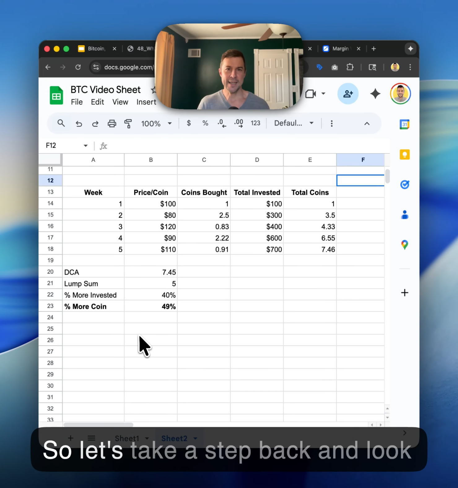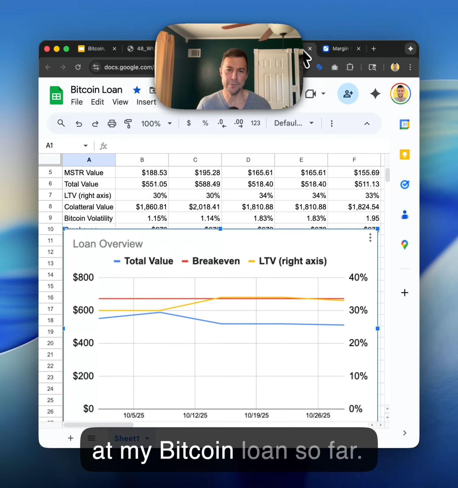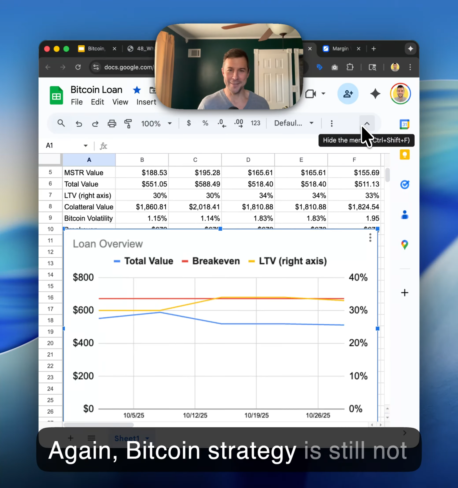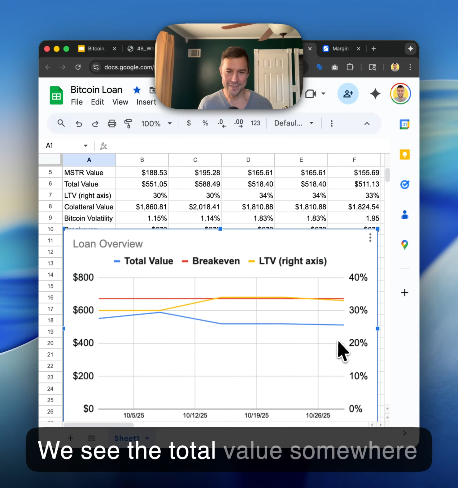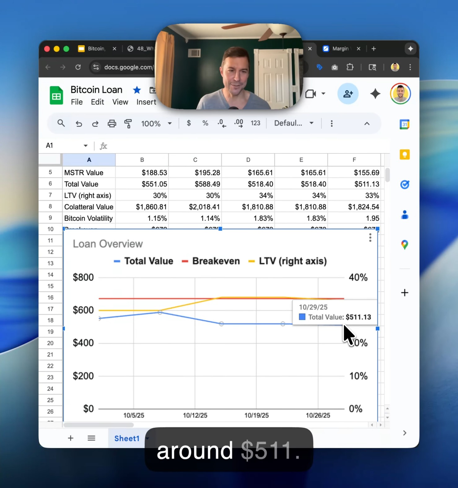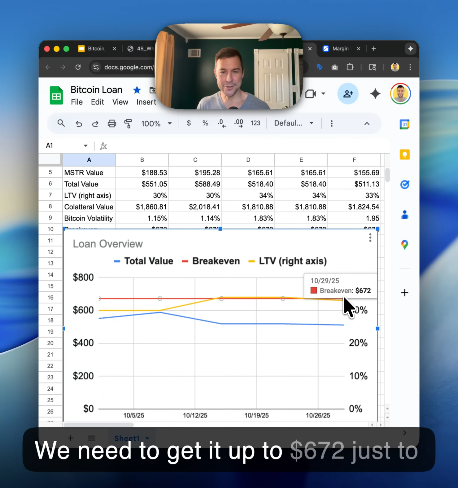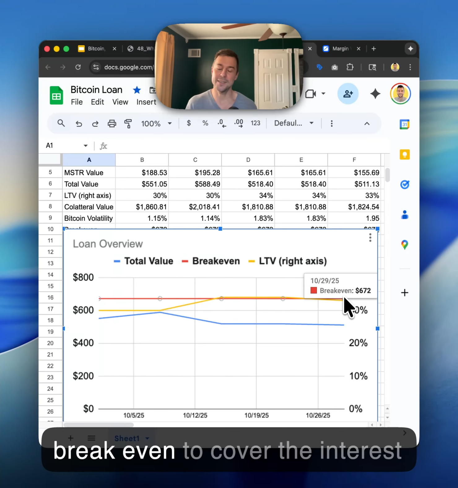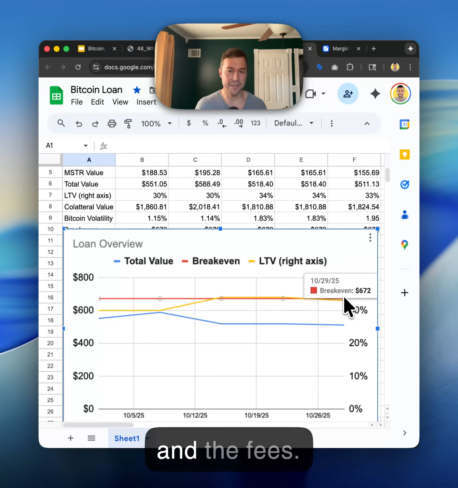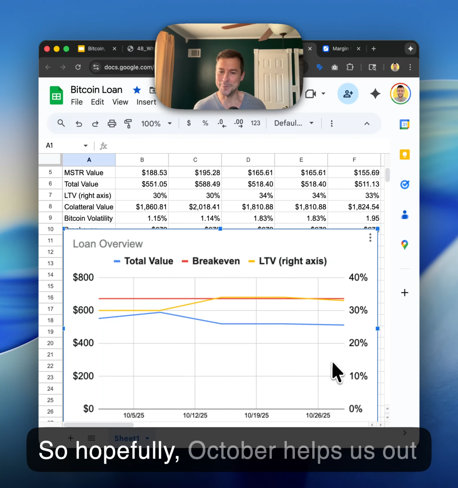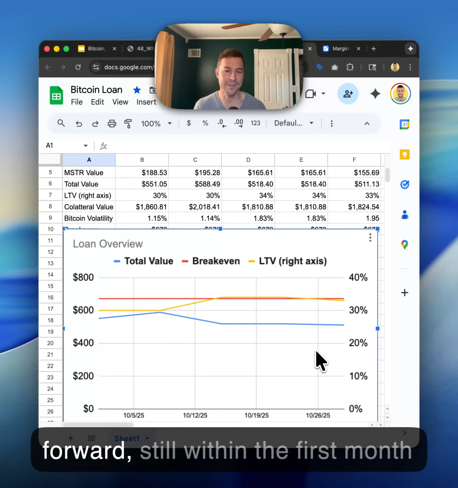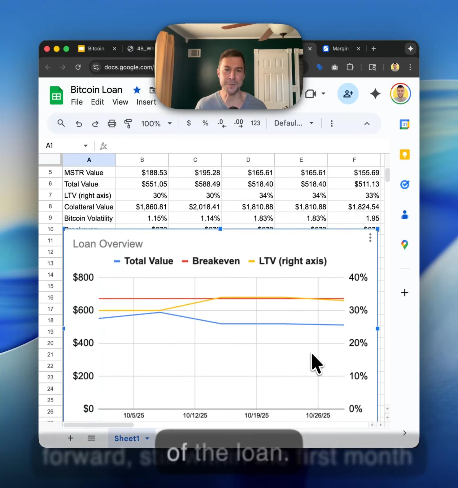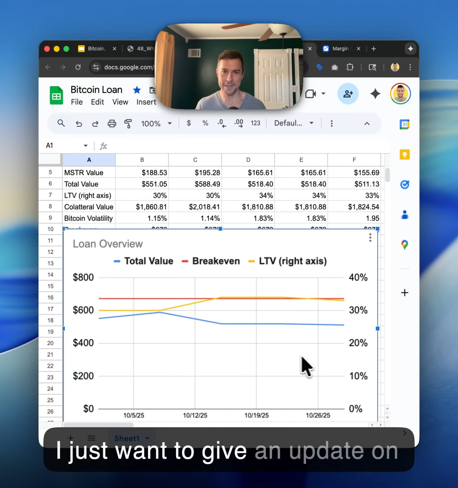So that's kind of an overview of dollar cost averaging, this new River product, and what supercharging it can look like. So let's take a step back and look at my Bitcoin loan so far. Again, Bitcoin strategy is still not really cooperating with me. We see the total value somewhere around $511. We need to get it up to $672 just to break even, to cover the interest and the fees. So, hopefully October helps us out as we go, but sitting fine here, still within the first month of the loan. I just want to give an update on that.